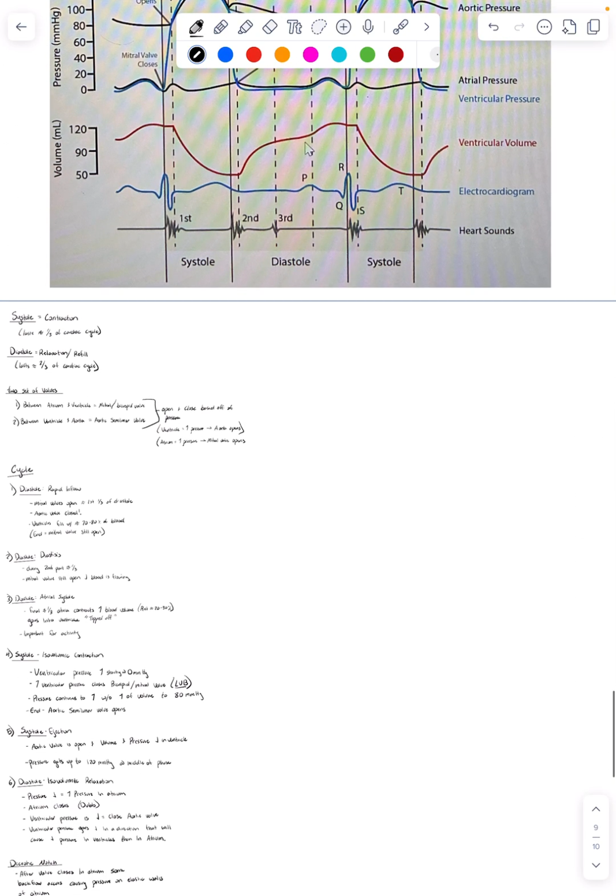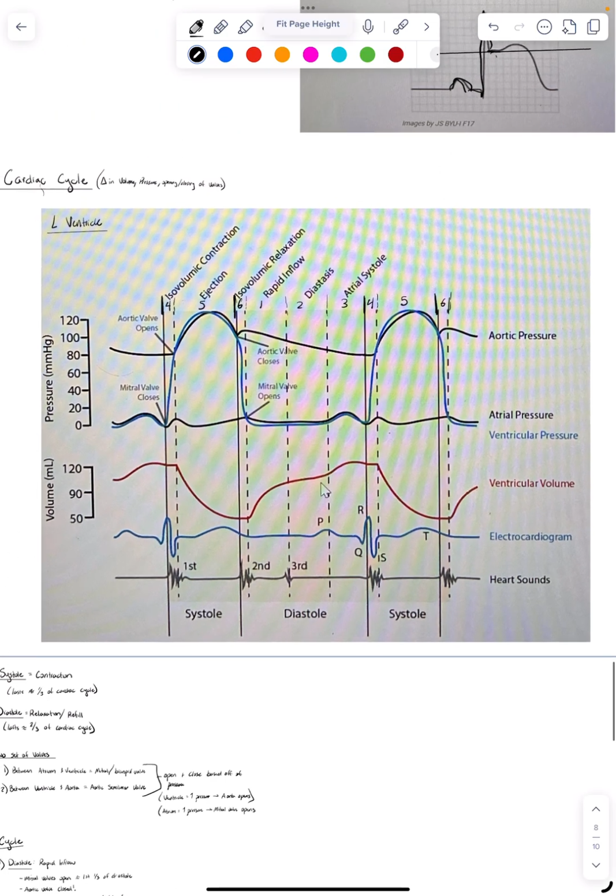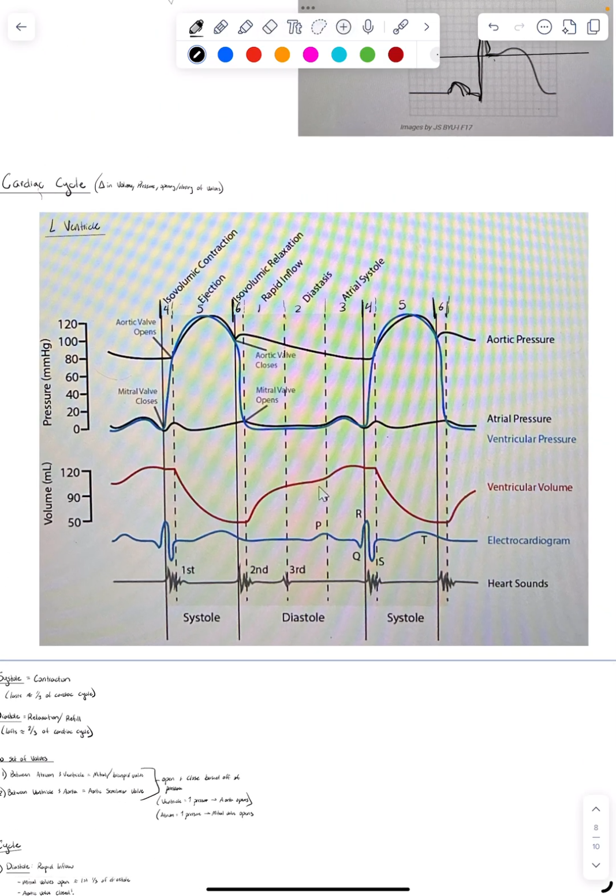Last thing I want to do, and then I'll be done for the night. Last thing I want to talk about is our cardiac cycle. This cardiac cycle is a pretty cool thing.